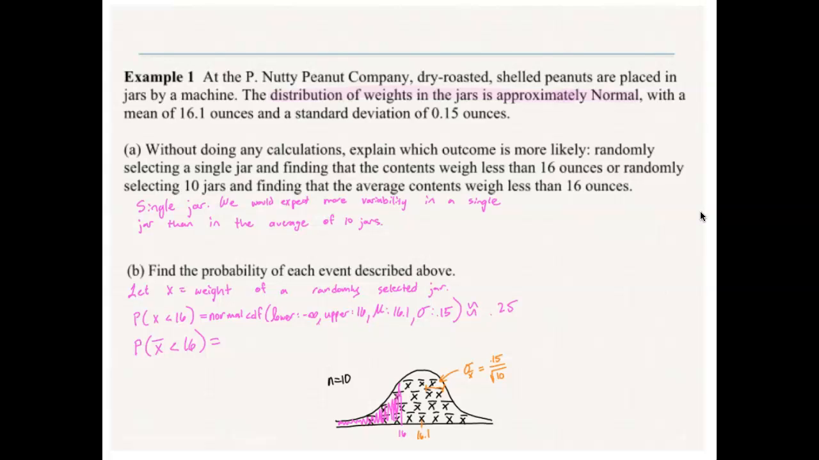So we're going to do a similar calculation. We're still going to use normal CDF. My lower boundary is the same, negative infinity. My upper boundary is the same, 16. My mean is the same, still centered over 16.1, but my standard deviation has changed. Now it's 0.15 over root 10.